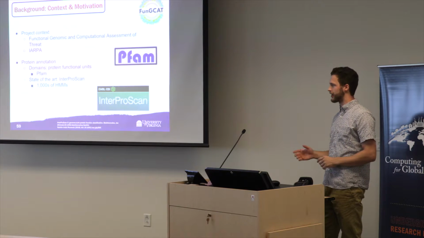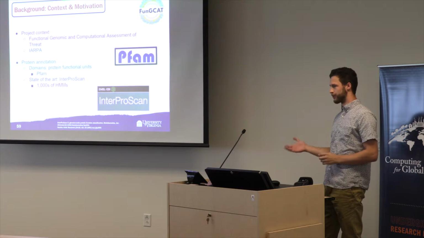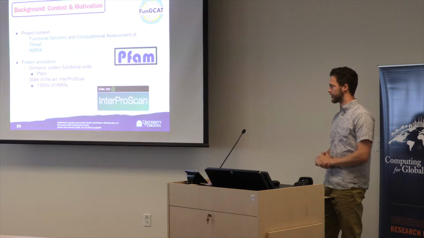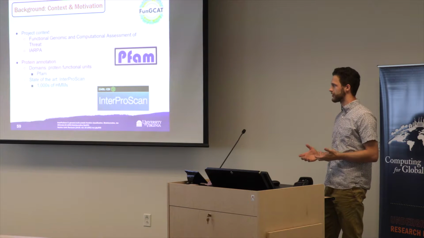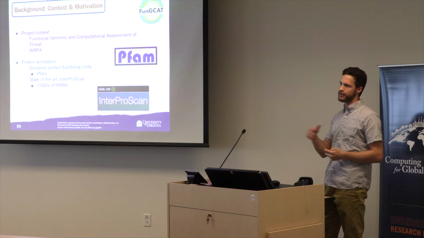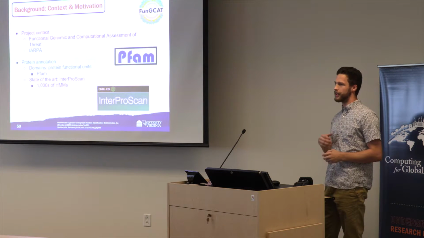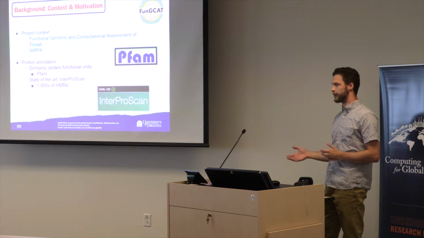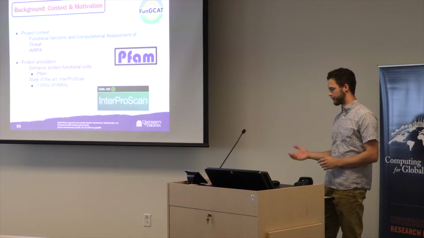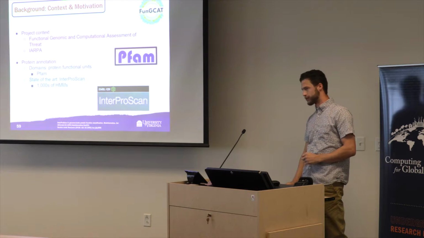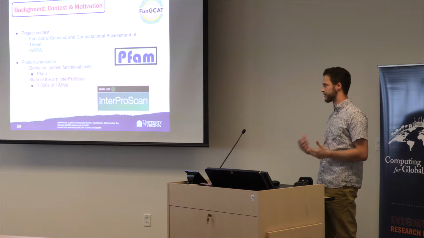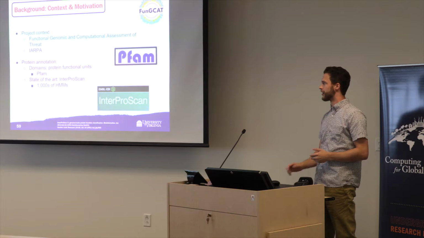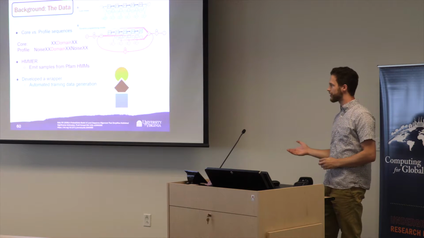PFAM is a database that characterizes over 17,000 of these domains, and is what we were using as a benchmark data set for this. And the state of the art for this kind of annotation process is called InterProScan, which takes in all these thousands of hidden Markov models, as well as consults some other tools and databases to make predictions on annotation. And so we're trying to use convolutional neural networks to see how that changes prediction and increases efficiency and potentially accuracy of that process.